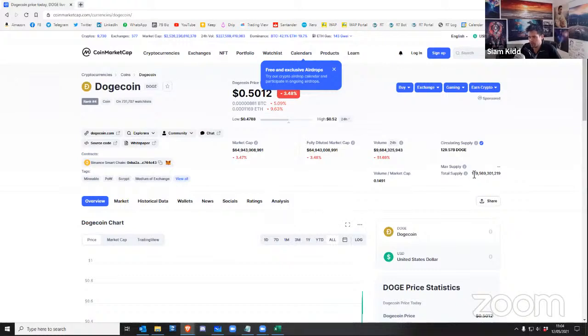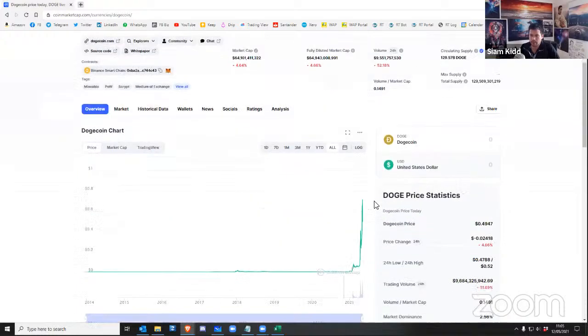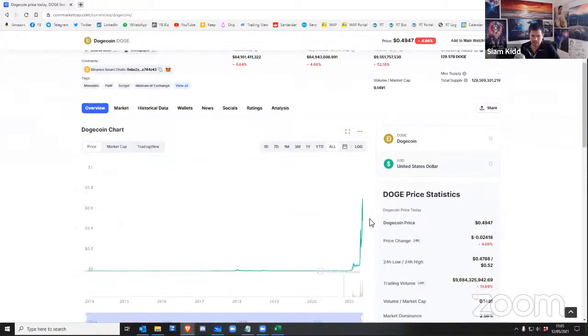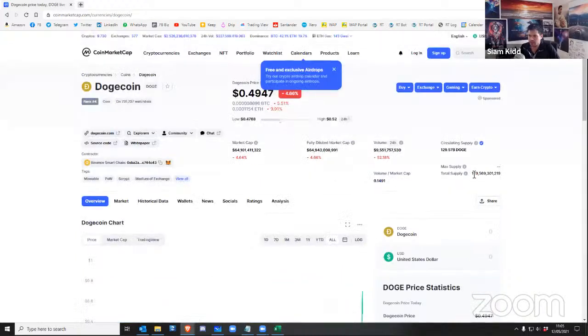At the moment, there's a total supply of 129.5 billion coins, but there's no max supply. If you look through the white paper, you'll see that Doge has no max supply. Then you have to realize what the distribution of this coin is. How many new coins are being dished into the system every single day, every single year? Well, I've done the work for you. The answer is 5 billion coins a year.